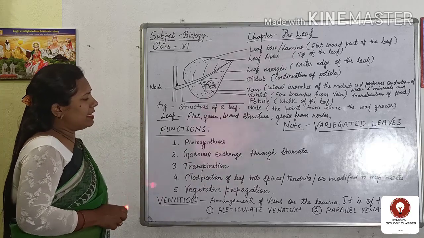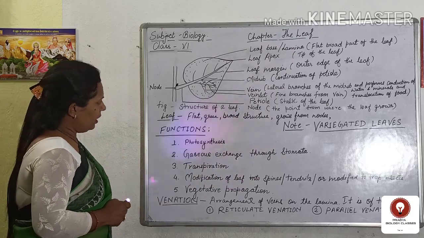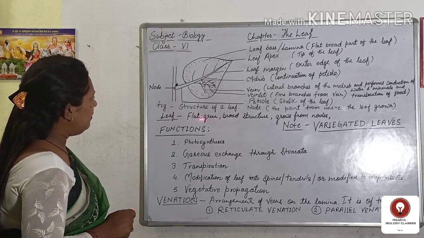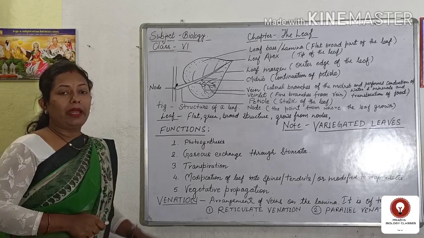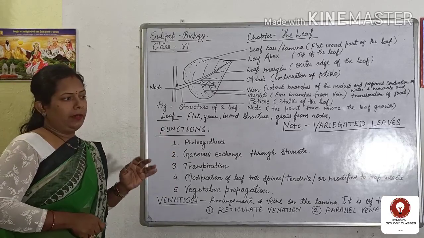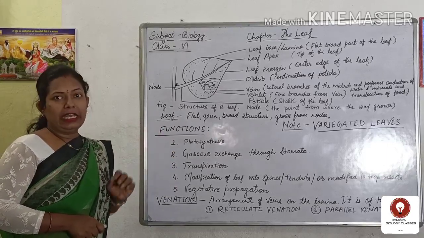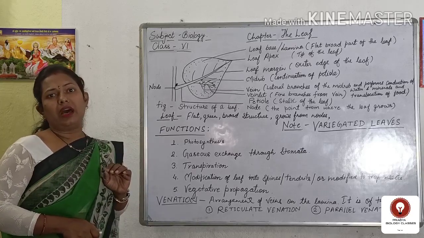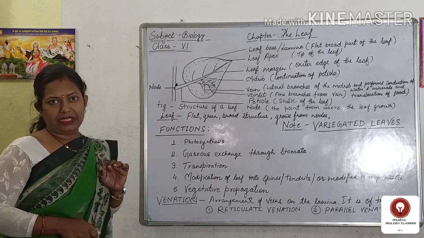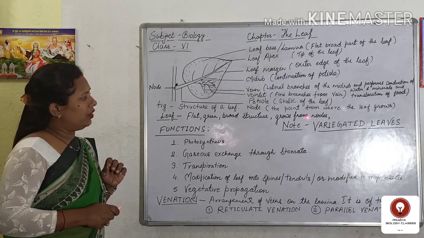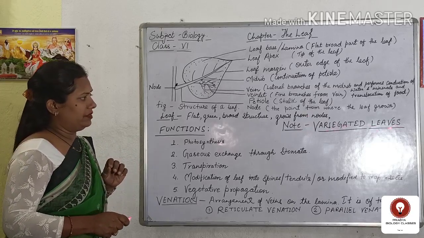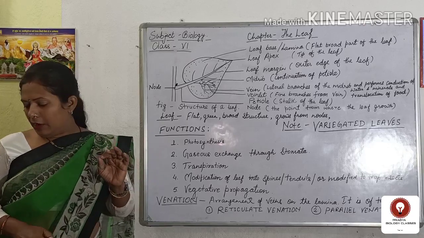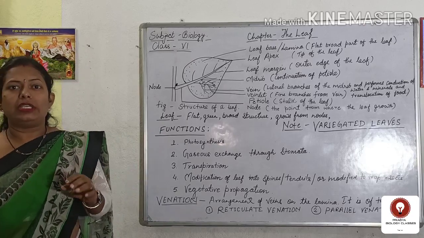Before discussing function, I just want to explain one thing. I have written here that the leaf is a green structure, but it is not always green. Sometimes some patches or different colors are present on the leaves. This type of leaves are known as variegated leaves, when patches of different colors are present.